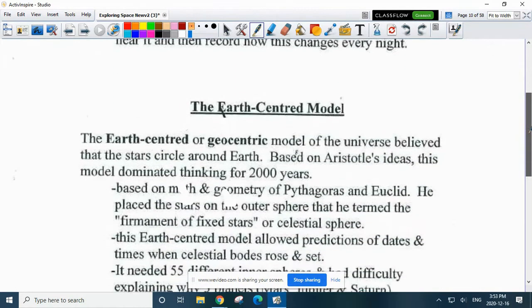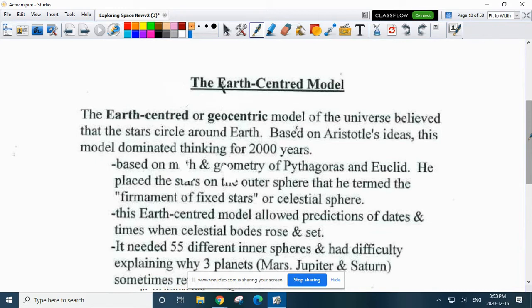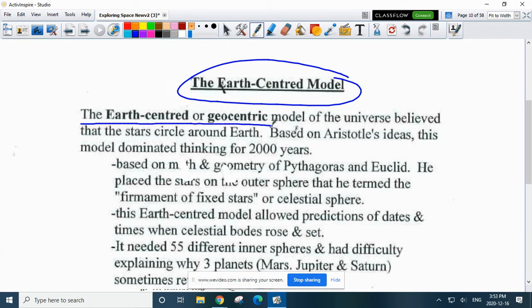All right, here is the Earth-centered model. The Earth-centered model has the Earth at the center of the model. Okay, it's also called the geocentric. I mean, think of the word geo, right? Geo, like geology, the study of Earth. The geocentric model puts the Earth at the center. Okay, it's based on Aristotle's ideas that this model dominated thinking for 2,000 years. It's not true. The Earth is not the center of our solar system. However, for the time, that model worked quite well. It was based on math and geometry of Pythagoras and Euclid.